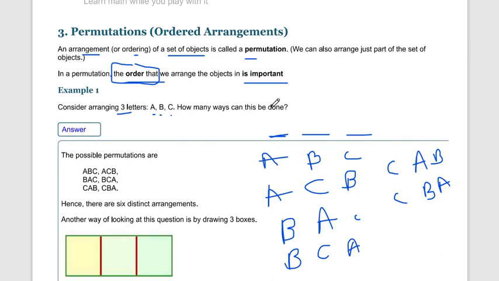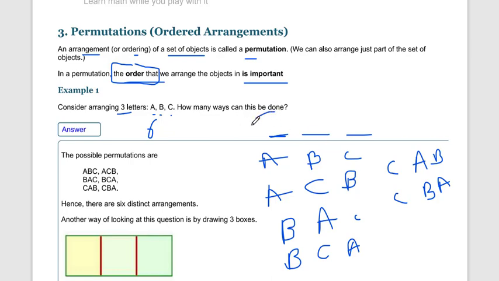But this is a basic question. In permutation we get difficult questions, and then we cannot write down all the arrangements and count them. We have to find directly with a formula how many arrangements can be made. So now for this example, how can we use the formula?